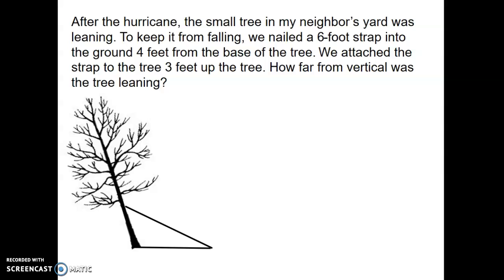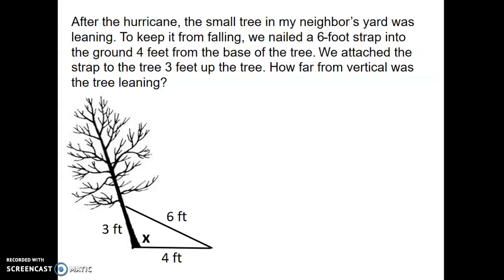First thing we got to do is figure out what all the values are. The 6-foot strap is from the tree to the ground, which means it's going to be right there. The ground and the base of the tree where the strap is nailed into the ground is 4 feet, which is the bottom. And they attach the strap 3 feet up to the tree. So there's the 3 feet. What we're looking for is how far from vertical the tree is leaning, so we want to find the angle between the tree and the ground. If you look at the tree and the ground, that's going to be there. We want to find out what that x value is.